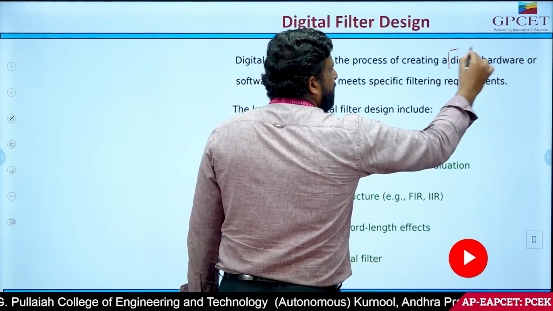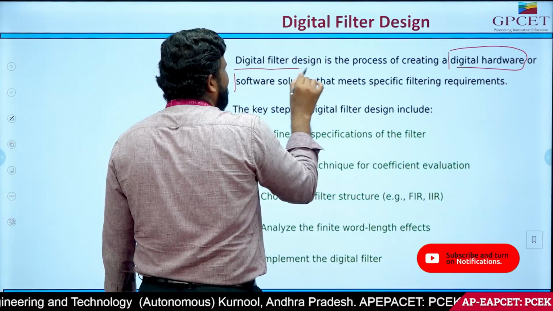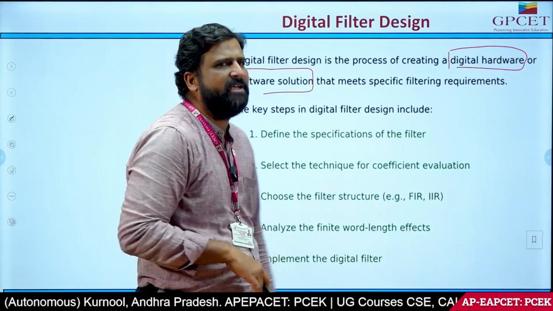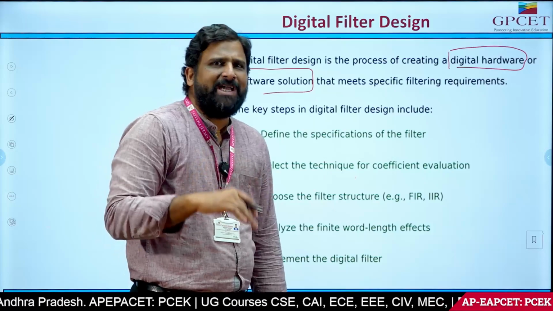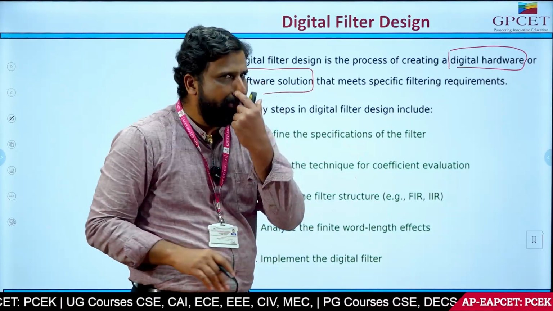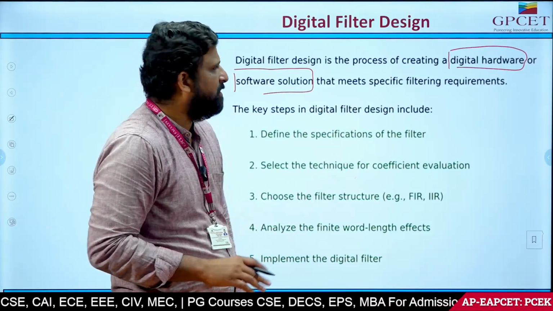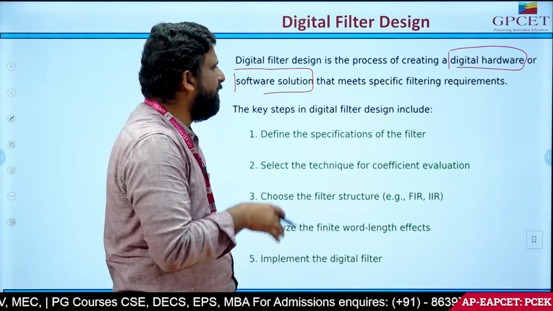If you want to design the digital filter, we can use both hardware and software solutions that meet the specific filtering requirements. We can design this digital filter in a hardware process as well as a software process, where we should meet the required specific filtering requirements. Now we discuss mostly the digital hardware, how these are going to be designed.